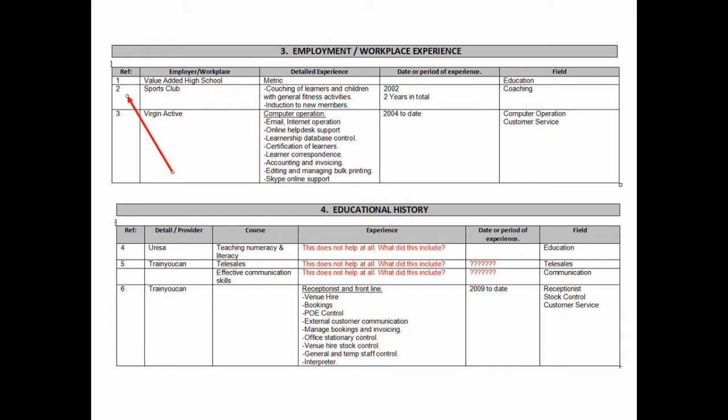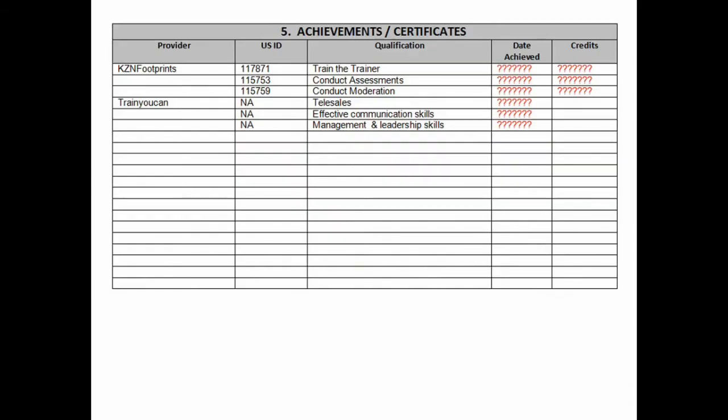Also notice how I numbered my experience on the left-hand side. Many SETAs ask that you list the unit standards that you request approval for, and then make reference to your personal portfolio with UScope. This will make this very easy in the long run. Then our last section, a summary of your achievement, such as diplomas and certificates.